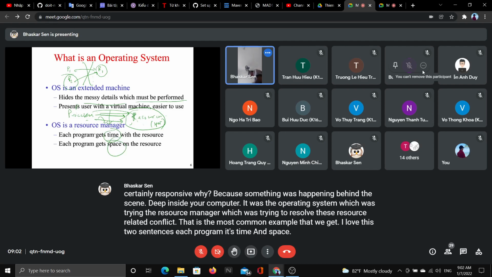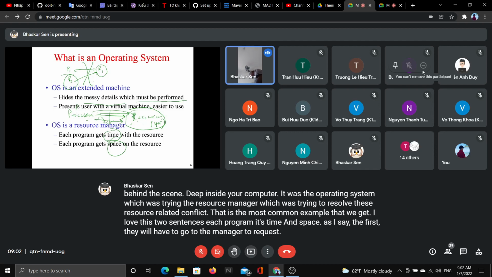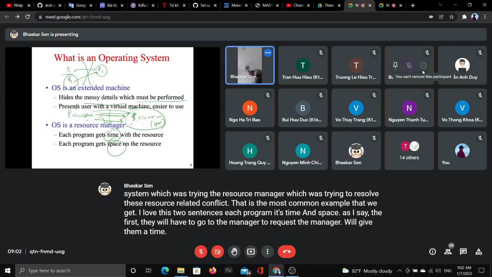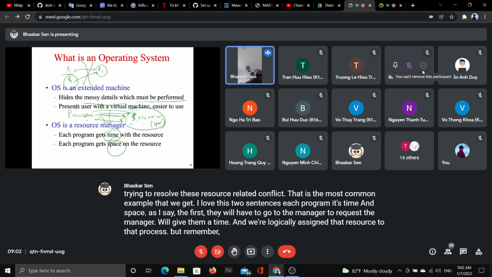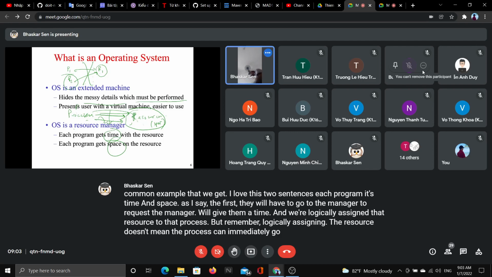As I say, first they will have to go to the manager to request the resource. The manager will give them a time and will logically assign that resource to that process. But remember, logically assigning the resource doesn't mean the process can immediately go there and get it. There is the root of the problem.